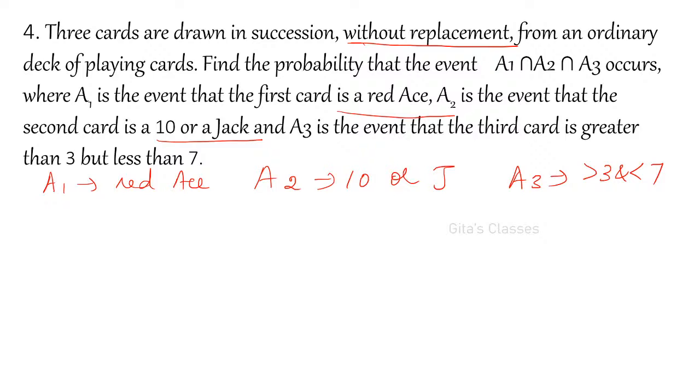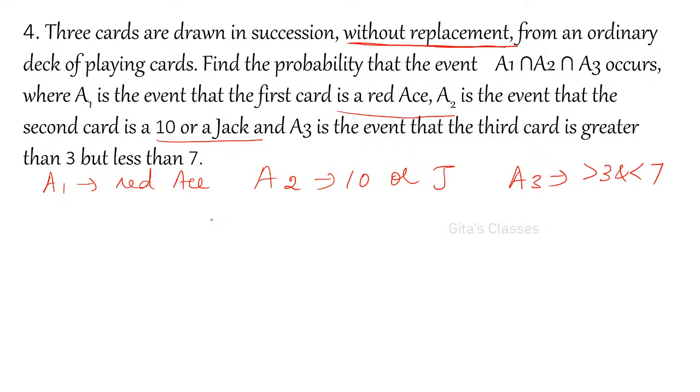Yeah, now 3 cards are there. So 3 events are there. See, first I am taking A1. A1 is happening. And once I pick up the first card, I am not replacing it. That is without replacement. Okay. So P of A2 depends on A1. After A1 happens, then only A2 is happening. After A1 and A2 happen, A3 is happening.